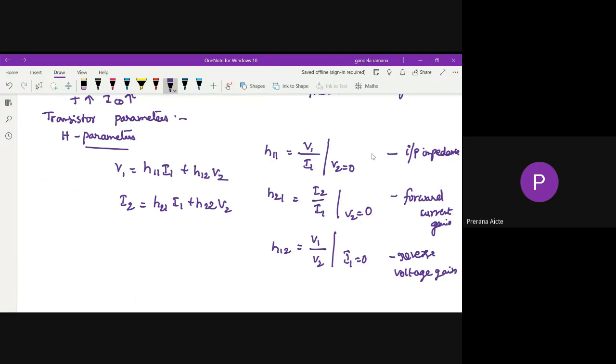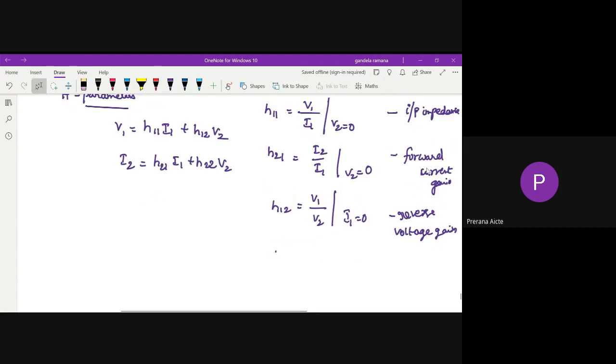So next one, H22. Finally the parameter is H22, that is I2 by V2, with I1 equal to 0. So output current by output voltage. This is called output admittance. So this equation will be written in transistor parameters.